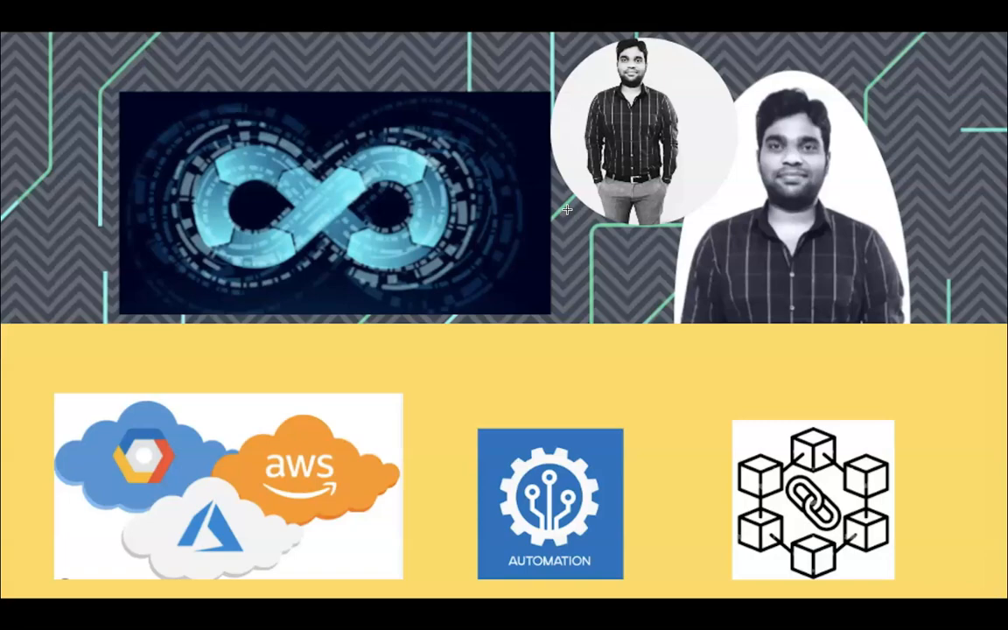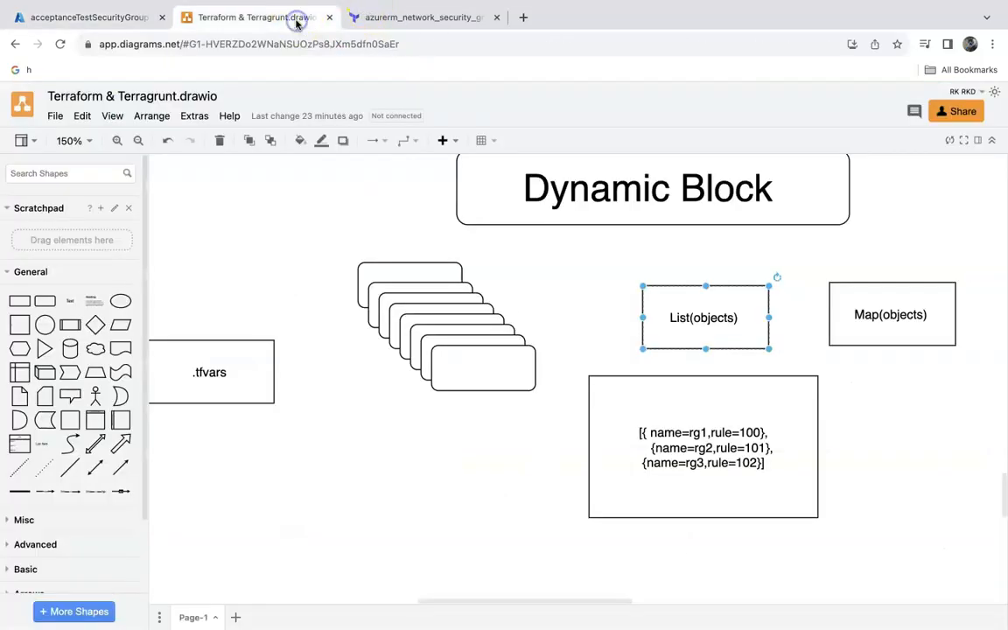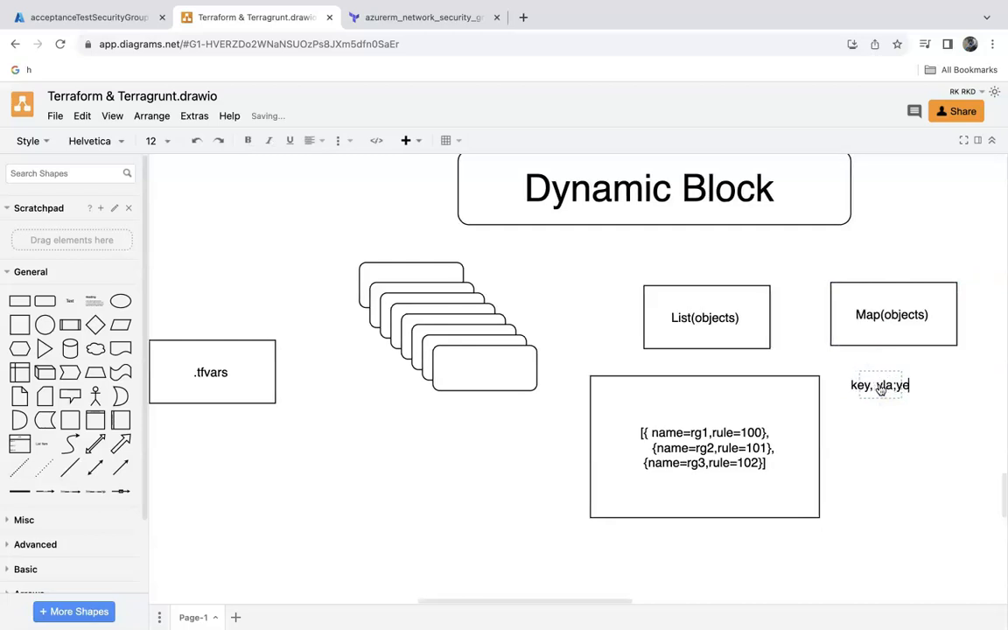Welcome back, team. So this is one thing which I just highlighted, the list of objects. Now there are some use cases for map of objects also. So you should understand how this particular map of objects works. Map of objects means a key and value. So map refers to a key and the corresponding value.